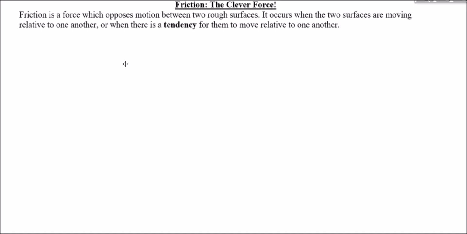So I've titled this bit, half joking, "Friction: the clever force." And I think it is, for a brainless concept, it's quite a clever thing. So I'm going to explain what I mean. So what is friction? Well, it's a force which opposes motion between two rough surfaces.